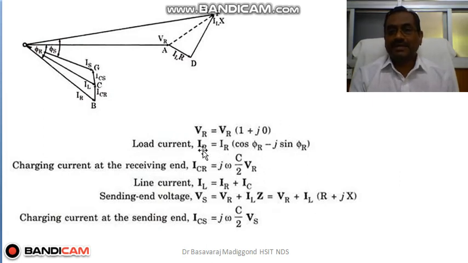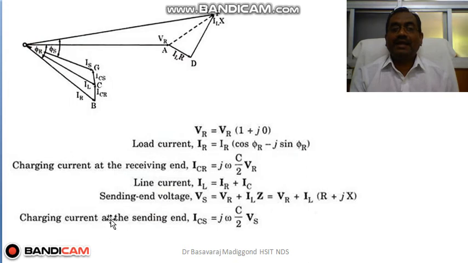See here, VR is taken as a reference, so VR is equal to VR plus J0. Load current IR is equal to IR. It's all vector. IR is equal to IR into cos phi r minus J of sin phi r. Now I want to calculate the charging current flowing through the capacitor at the receiving end, that is ICR, equal to J omega C by 2 into VR. So line current IL is equal to IR plus ICR. Sending end voltage Vs is equal to VR plus IL into Z. What is Z? R plus J of X.